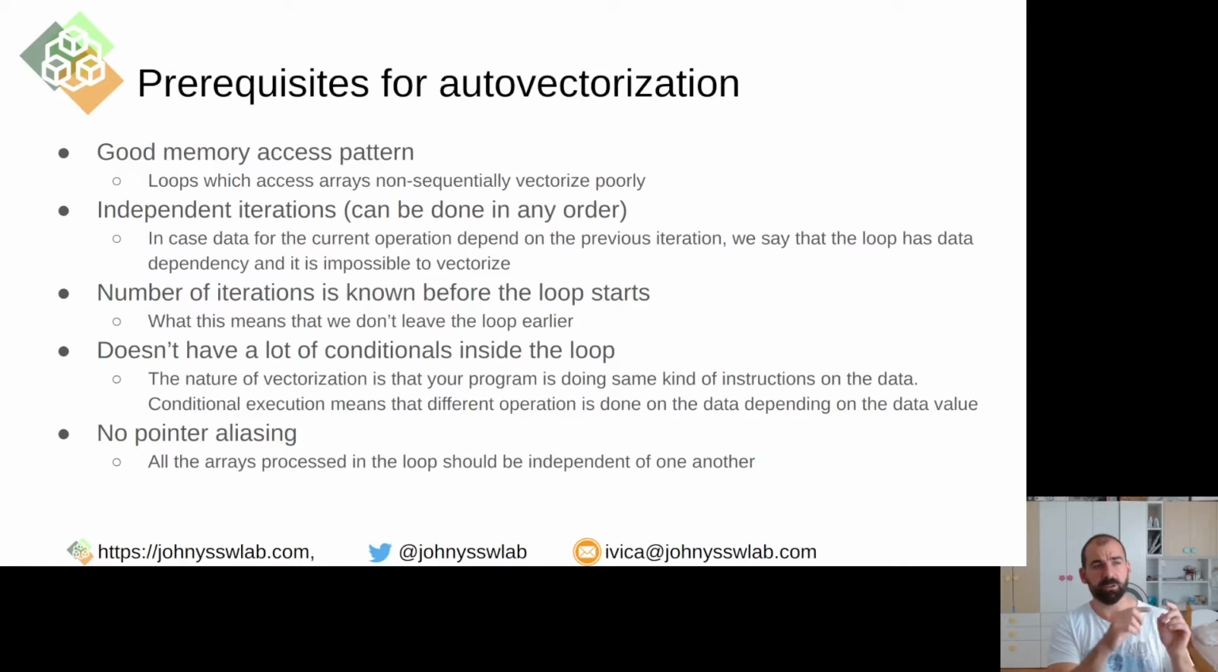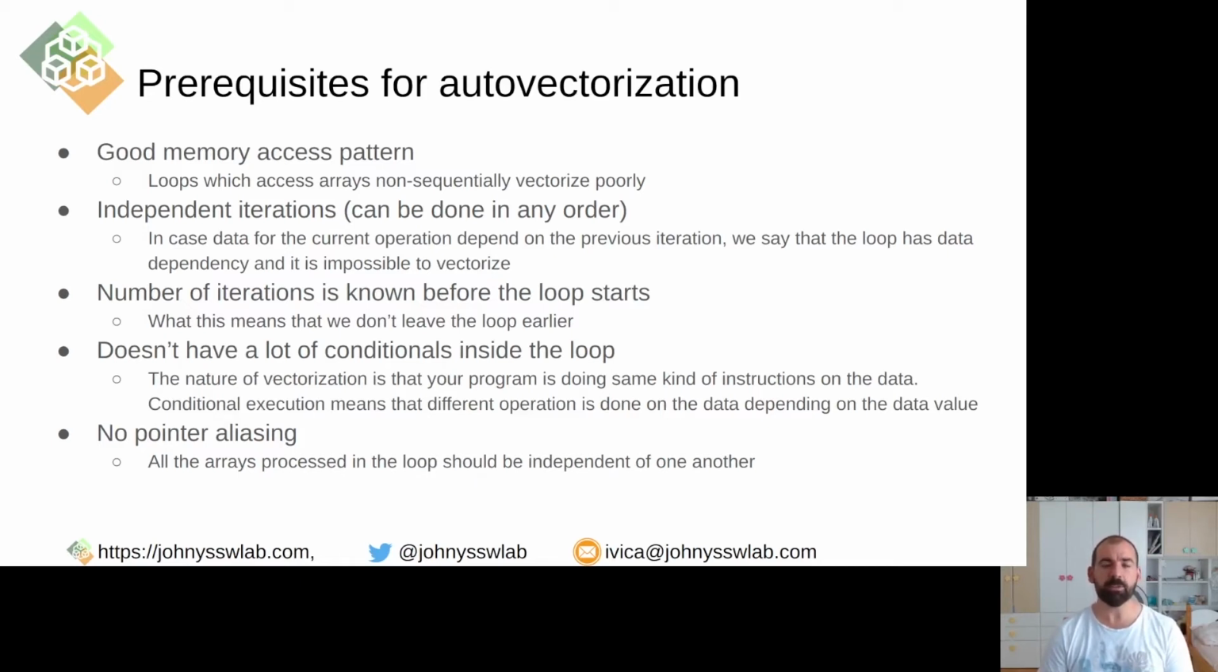So, for example, if you can run a loop from 0 to n or from n to 0 and that doesn't change the results, then you have independent iterations. In case the data for the current operation depends on the previous iteration, we say that the loop has data dependency and it is difficult, if not impossible, to vectorize. Sometimes it's possible with some tricks.